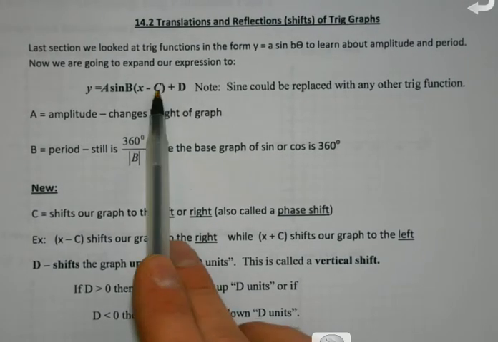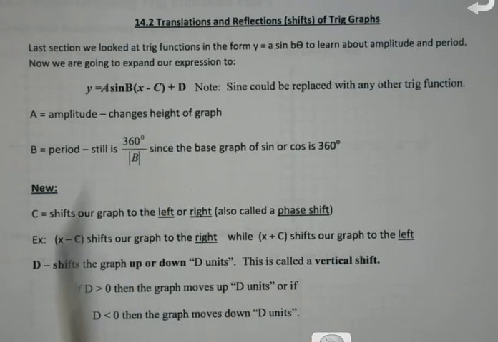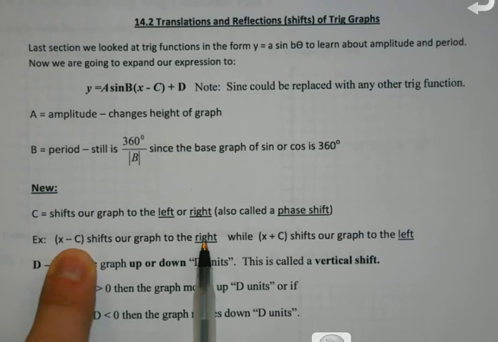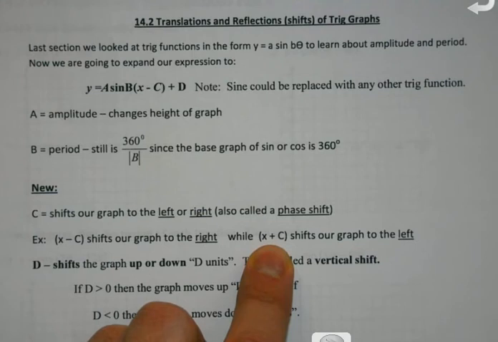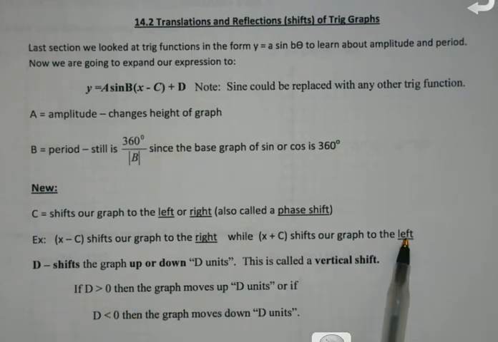The C value, my value in the parentheses with x, shifts our graph to the left or to the right. It's called a phase shift. If it's minus, it goes to the right, just like before. It's kind of the opposite of what you think. If it's x plus 3, it would shift our graph 3 to the left. So that becomes my left or right shift. And like I said, we're going to start with degrees, and then we'll roll that right into radians too.